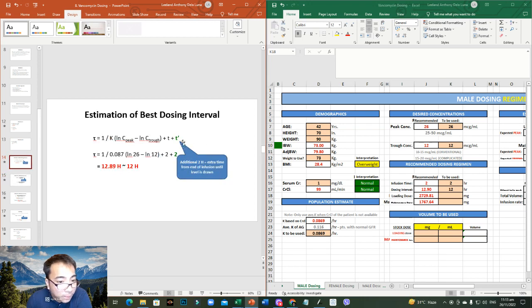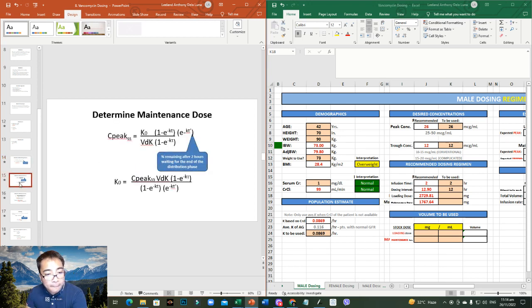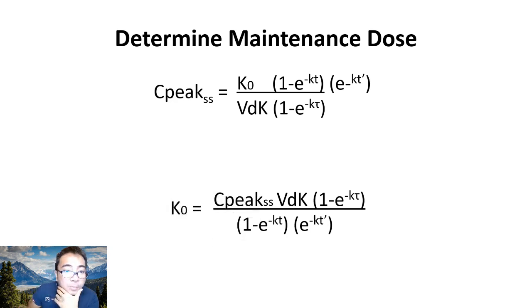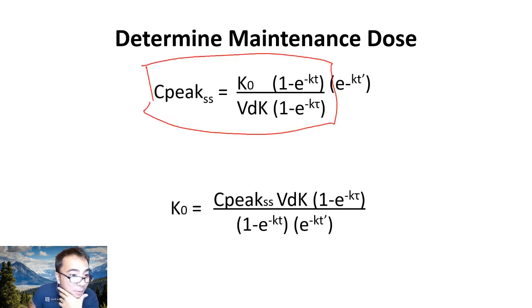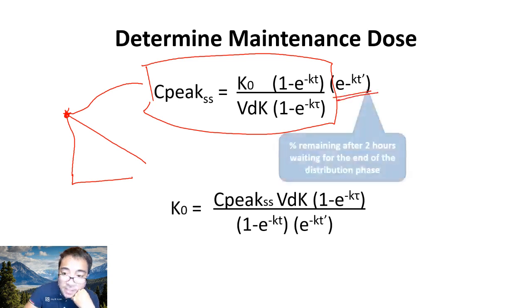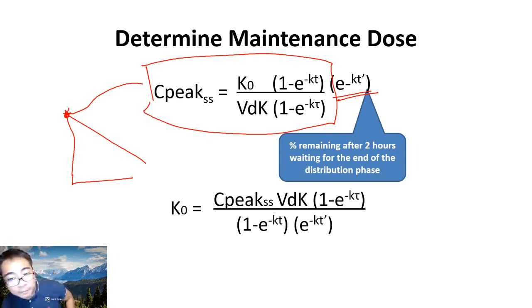Some things that you have to remember, yung T prime here is the additional 2 hours extra time from end of the infusion until level is drawn. Okay? So if you're trying to compute class for peak concentration, normally class when we compute for peak concentration, ito lang, right? Now you have to remember class, when we're using this formula, yung peak concentration na kinocompute natin, nandito yung concentration na yon. Okay? Ba't tayo naglagay ng E negative KT prime here? Which is yung percentage remaining after 2 hours waiting for the end of the distribution phase.